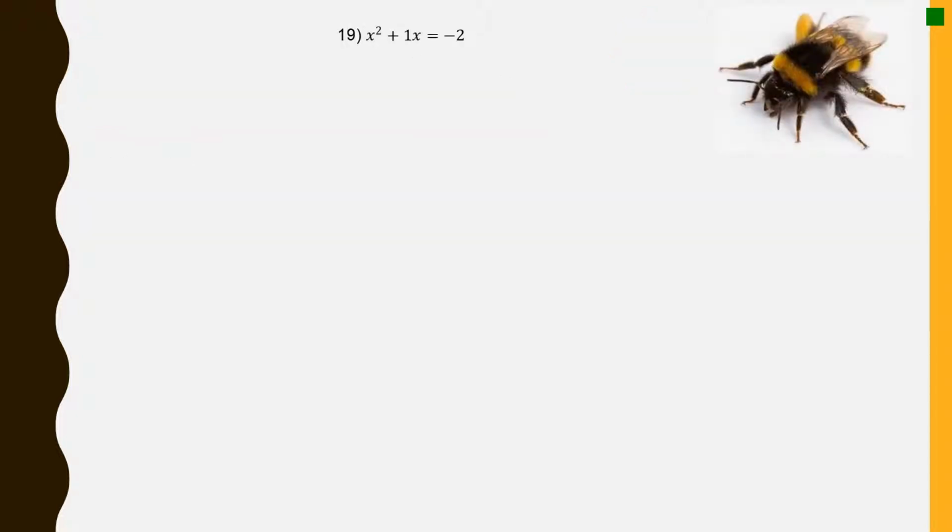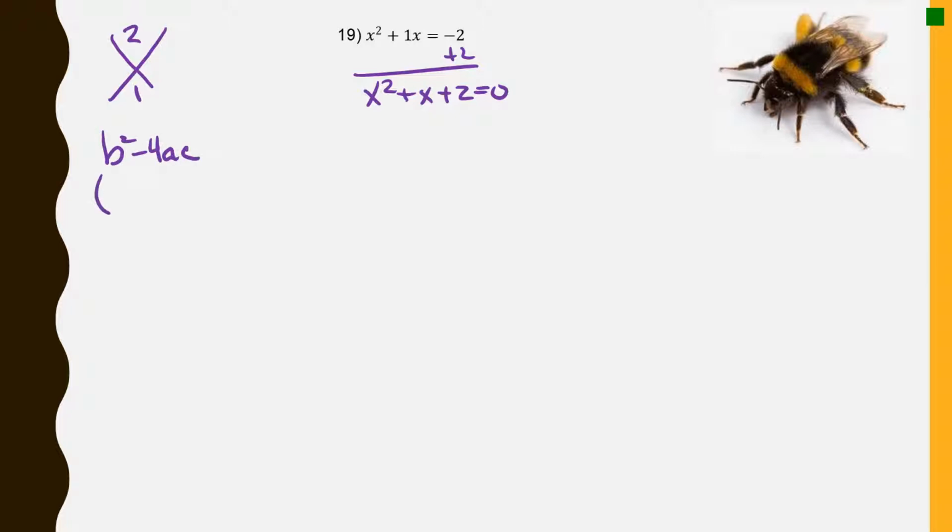All right, I'm going to bring the 2 over. So I have x squared plus x plus 2 equals 0. Are there factors of 2 that add up to 1? No, you'd have to be able to subtract. So we're going to go to b squared minus 4ac. b is 1, a is 1, c is 2. So 1 minus 4 times 2, 1 minus 8 is negative 7.